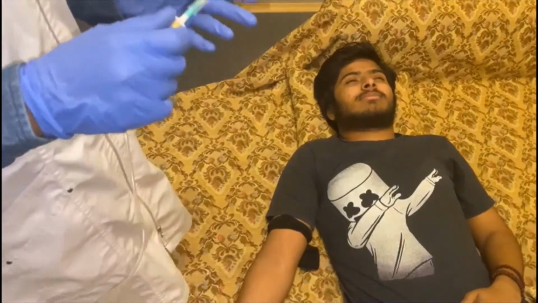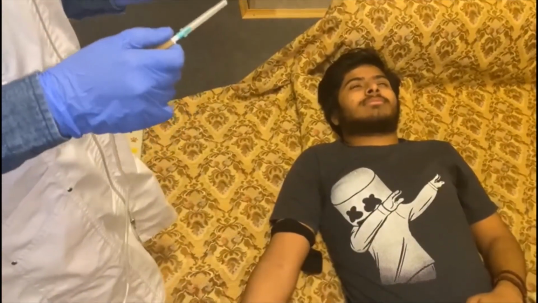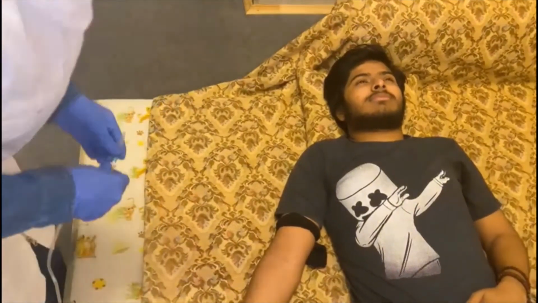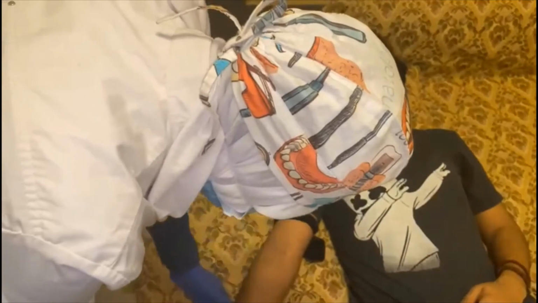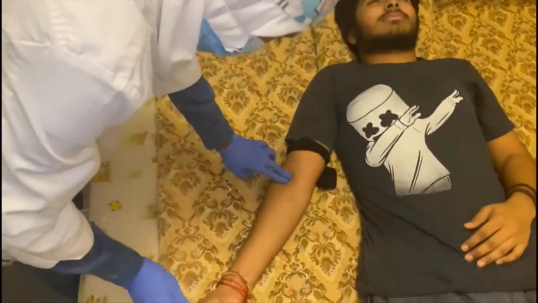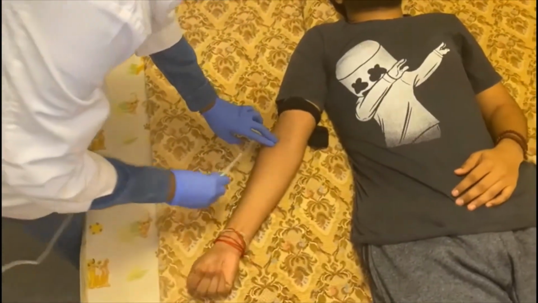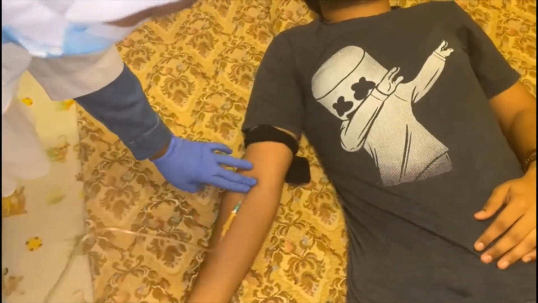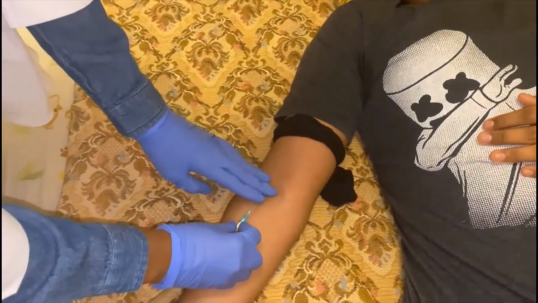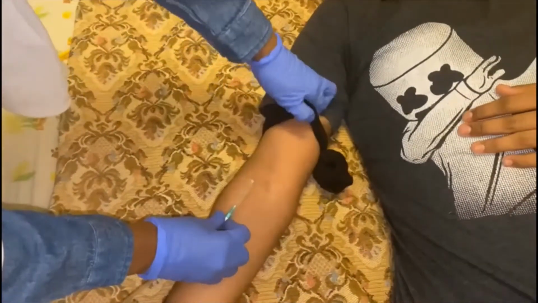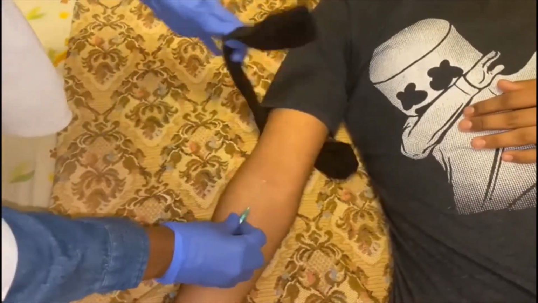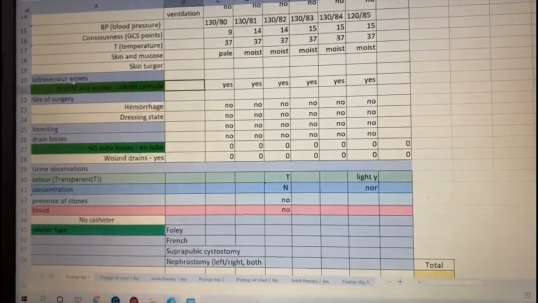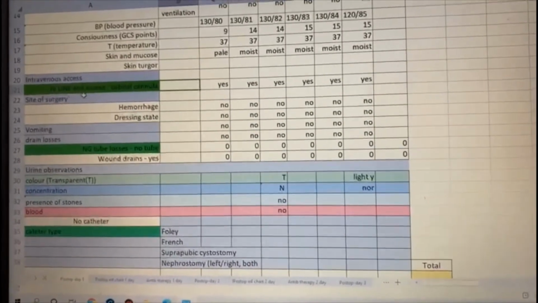For the NPO, we are giving him 2,800 ml of crystalloid solution intravenously. So at first you have to tie the tube here. You should palpate the vein and insert immediately. After fixing the needle, you should remove the belt and start the flow of crystalloid solution. For intravenous access, we perform IV cannula.